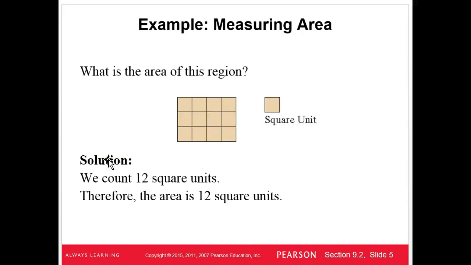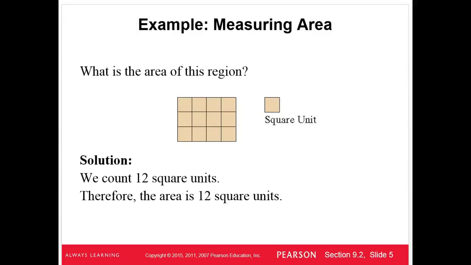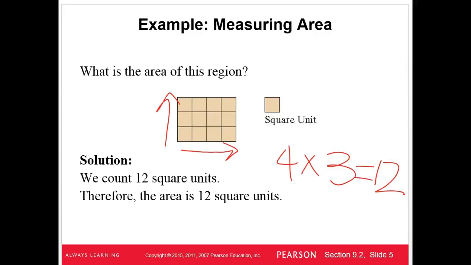Alright, so what's the area of that region? Well, we can count one by one, or we can just think of it like multiplication. This is 4 this way, it's 3 up, and 4 times 3 is 12. So there's 12 square units, right? Or literally you can just count. Each one's a square unit, you just count it.